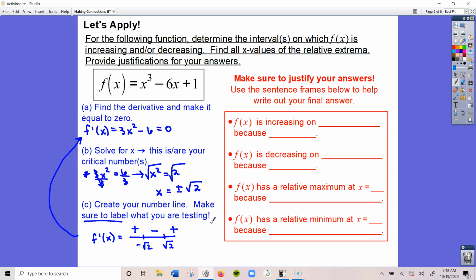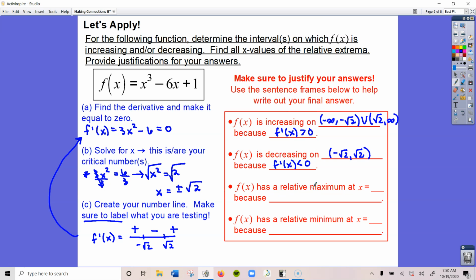This number line tells us everything we need to know. f of x is increasing when on your number line it's positive. So this would be from negative infinity to negative square root of 2, union positive square root of 2 to infinity. And this would be because f prime of x is greater than 0. Now f of x is decreasing when your derivative is negative. So that means that it's decreasing on the interval negative square root of 2 to positive square root of 2. And this would be because f prime of x is less than 0.